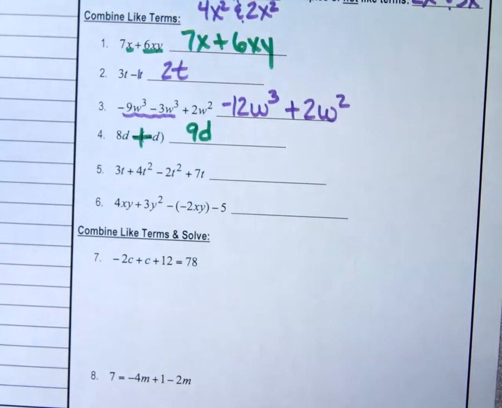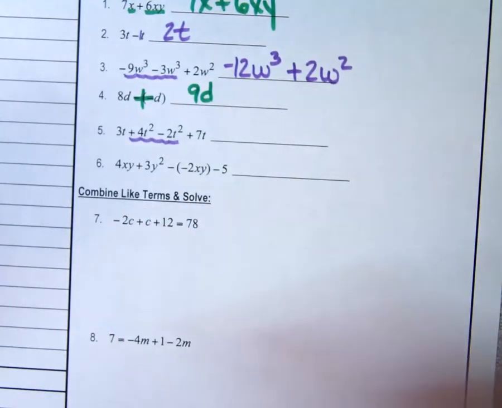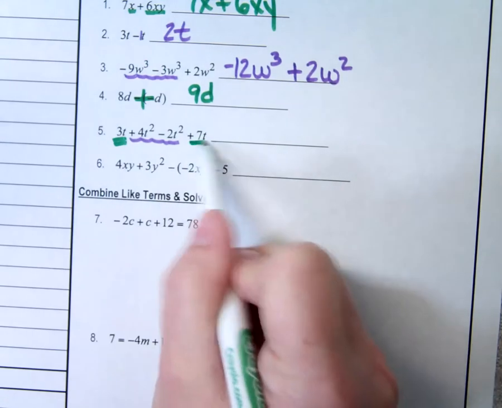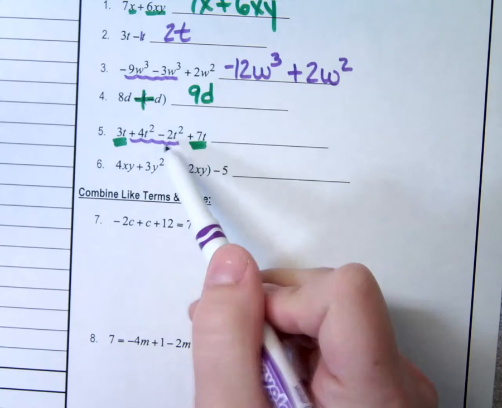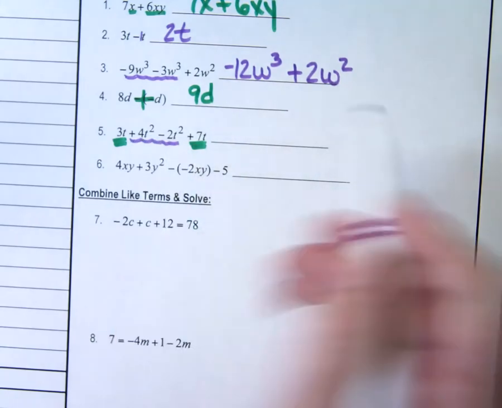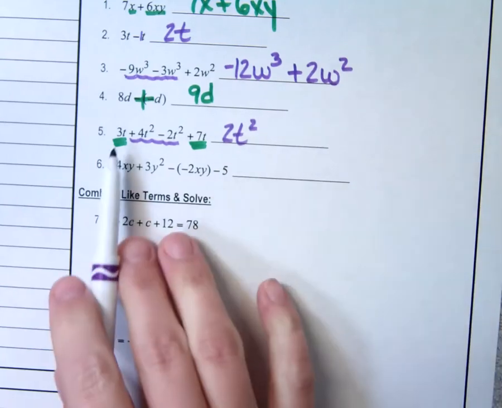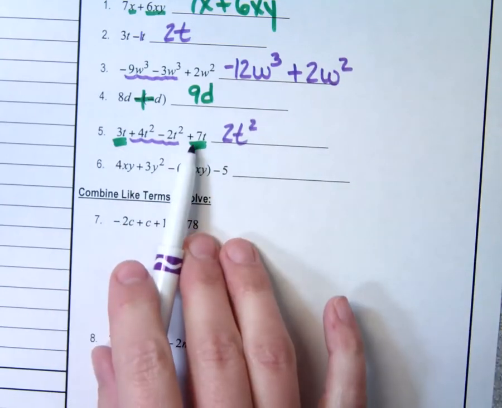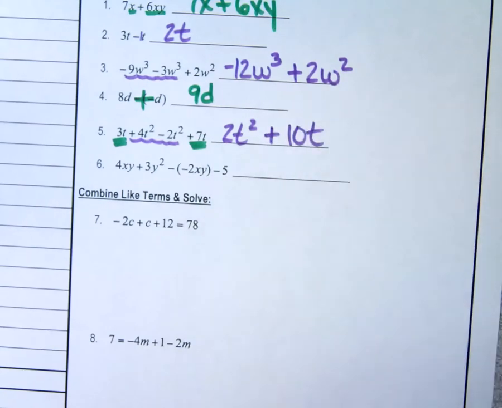Okay, in the next problem, I notice I do have like terms. These are both t squareds, so I'm going to combine those. And then these are both t's, so I'm going to combine those. If I can, I'll start with the highest exponent. So 4t squared minus 2t squared is 2t squared. And then 3t plus 7t is 10t, and it's positive, so I put plus 10t in the back.